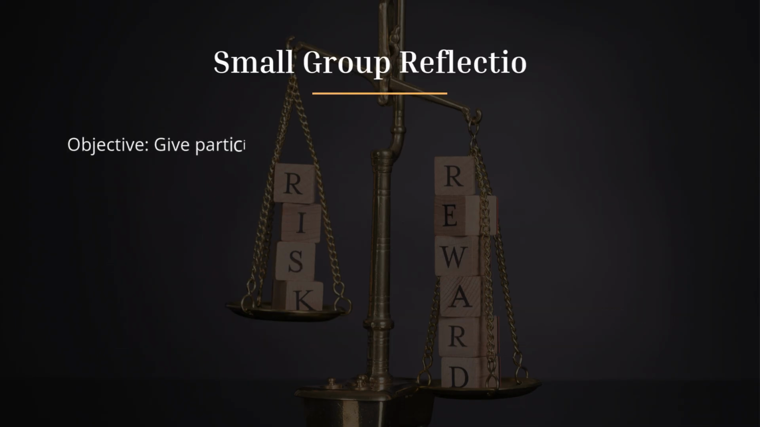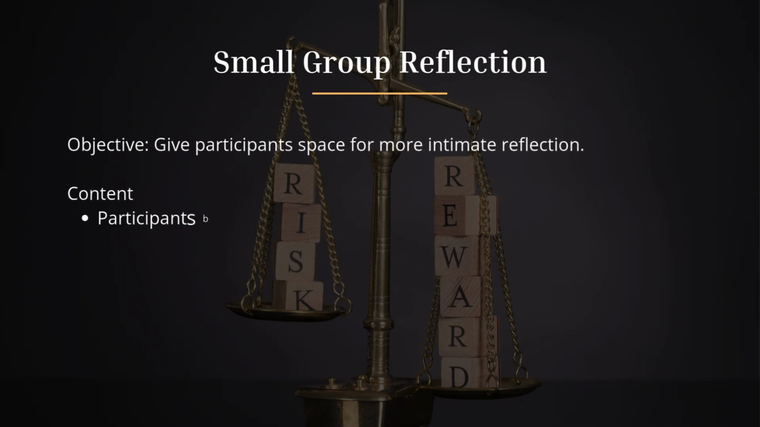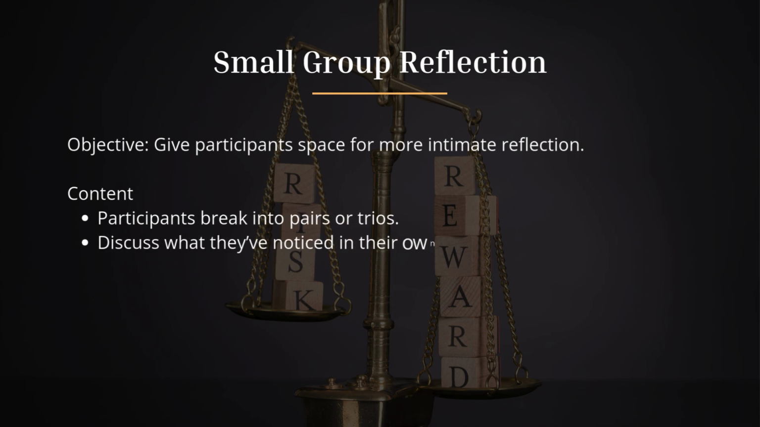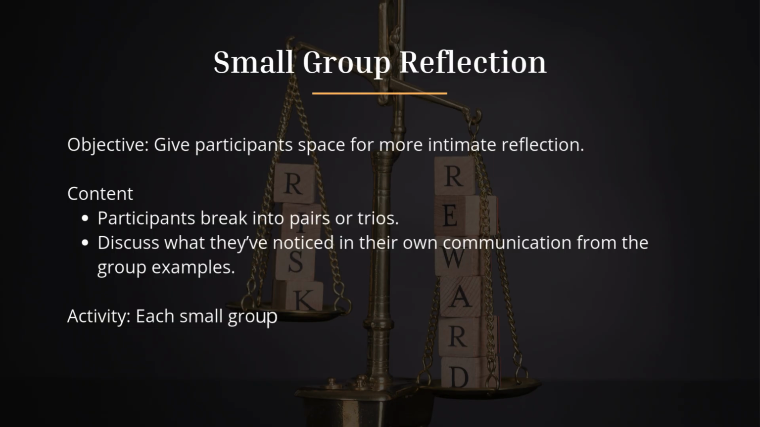Small group reflection. Objective: give participants space for more intimate reflection. Content: participants break into pairs or trios. Discuss what they've noticed in their own communication from the group examples. Activity: each small group answers, what's one way I might unintentionally cause a negative impact, and how could I respond differently?